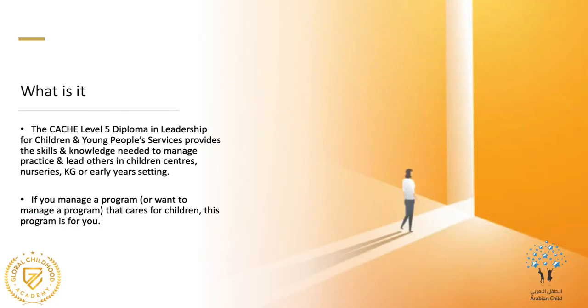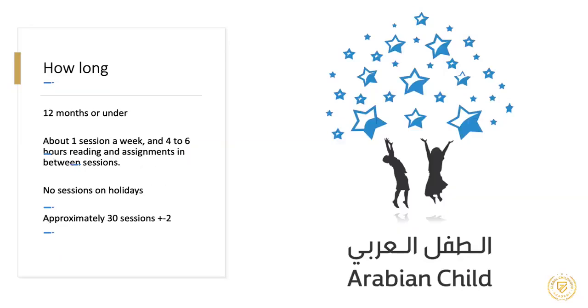The Cash Level 5 Diploma really provides you the skills and knowledge that you need to be able to manage and lead others in children's centers. And children's centers includes any program that cares for children between the ages of birth to 18. So that means that if you manage a program, or if you are planning to manage a program that cares for children, then this program is for you.